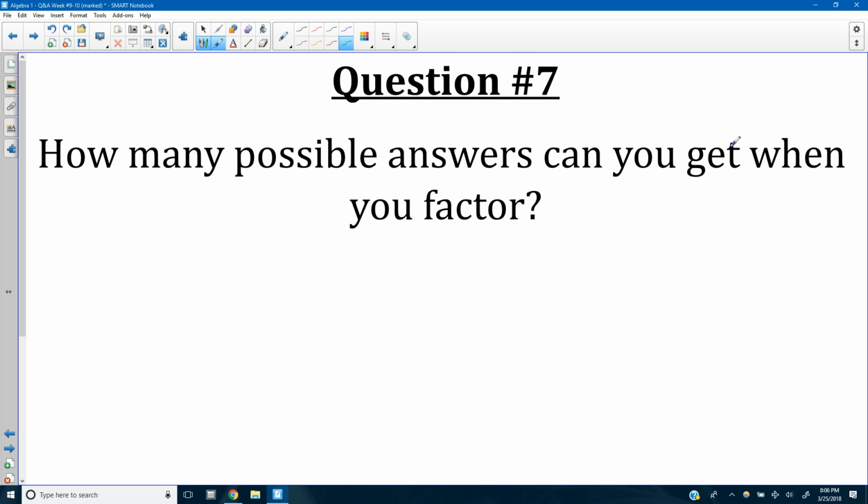All right, question number 7. How many possible answers can you get when you factor? This is a good question. Not just when you factor, but what if it's already factored? What if it's not factorable? Let's talk about this a little bit. If you have a quadratic, x squared plus bx plus c equals 0, and you're trying to solve, and you factor it to x plus p times x plus q, I'm just making up letters there, equals 0, you get x equals negative p and negative q, whatever.